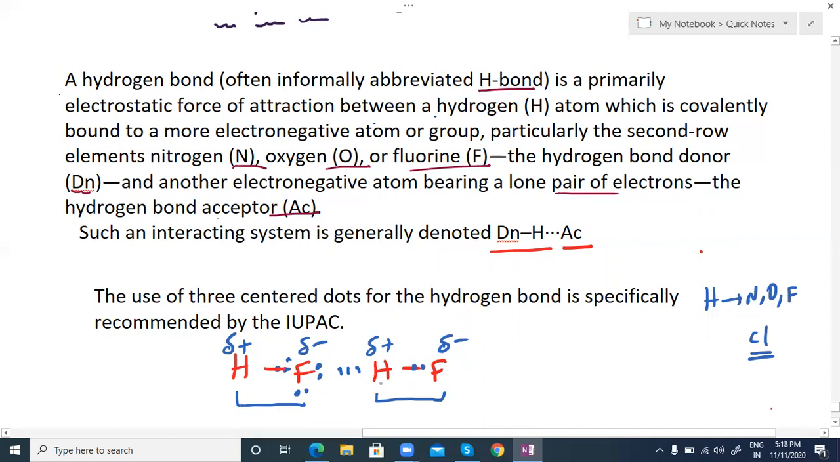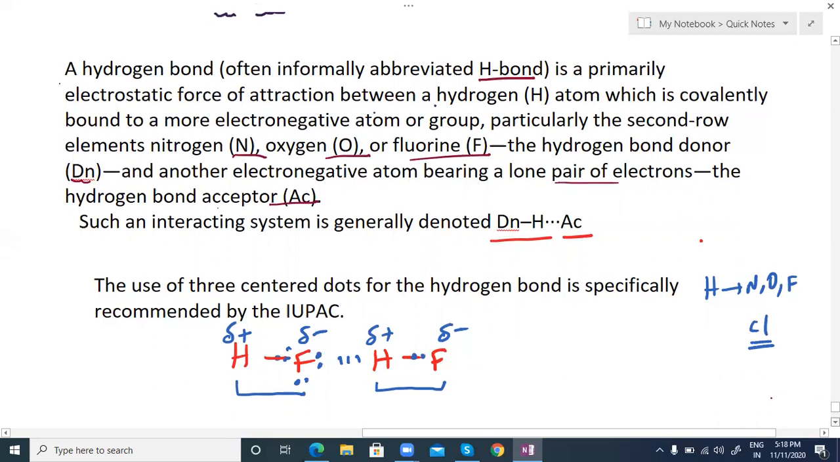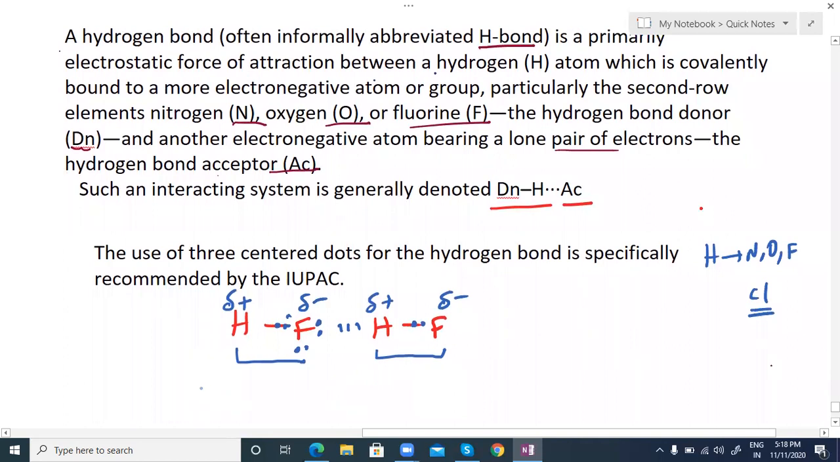We represent it with three dots. And as I said, this is a special case of dipole-dipole attraction. This is one dipole, and this is another dipole. Clear? These are the two dipole-dipole attractions.